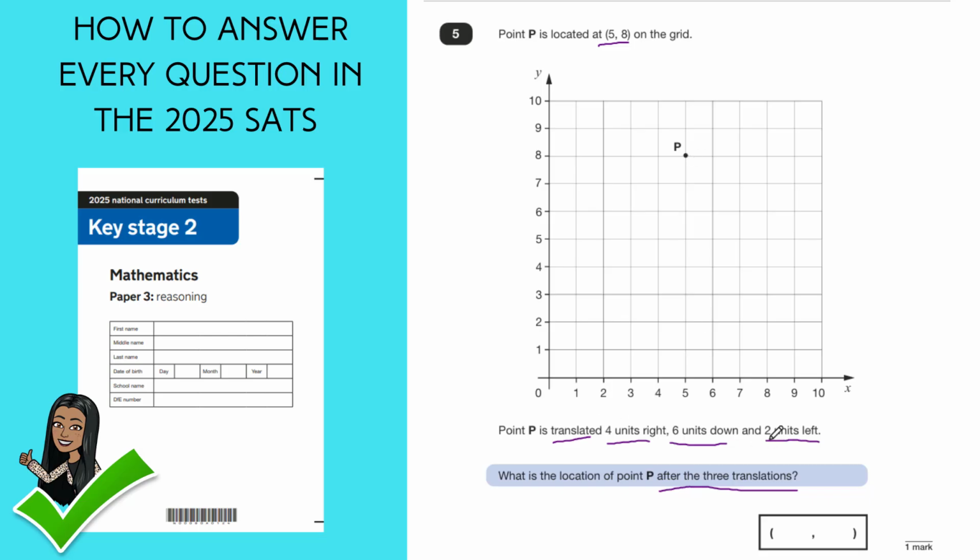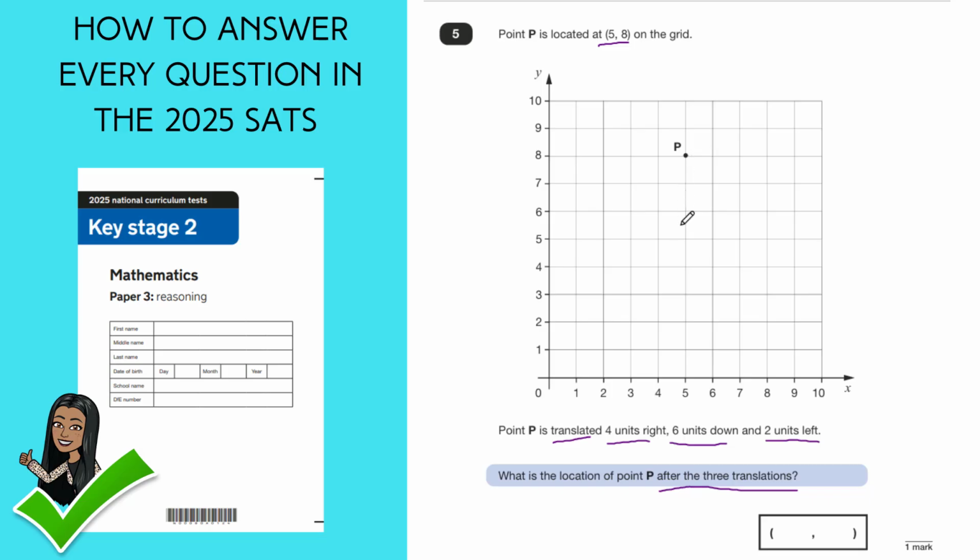They've told us where it needs to move, so translated means it's moved. It's not a shape, it's just a single point. So this is a relatively simple question. We're just moving that point using these directions, and then we need to say where it is at the end.